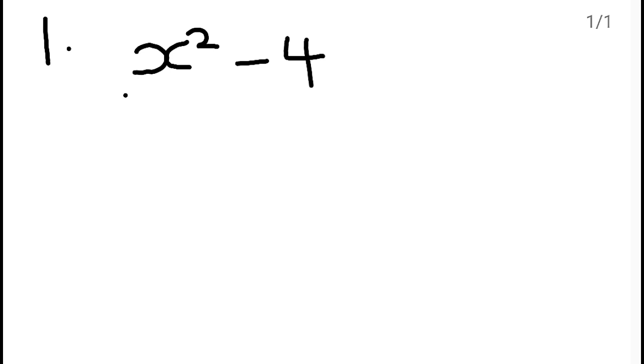Why? x squared is a perfect square, and 4 is also a perfect square, and there is a minus in between them, so that is called the difference of two squares. If you have a minus in between two perfect squares, this one here.